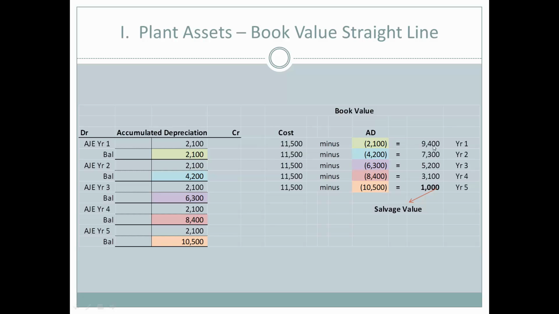$10,500 in year 5. We can see that this is the book value. So it's $9,400 year 1, $7,300 year 2, $5,200 year 3, $3,100 year 4, and then we see that our ending book value will yield our salvage value because we depreciated it based upon the depreciable base. And so our book value should yield, at the last, after it's been fully depreciated, a salvage value, which would be the cost minus all accumulated depreciation.